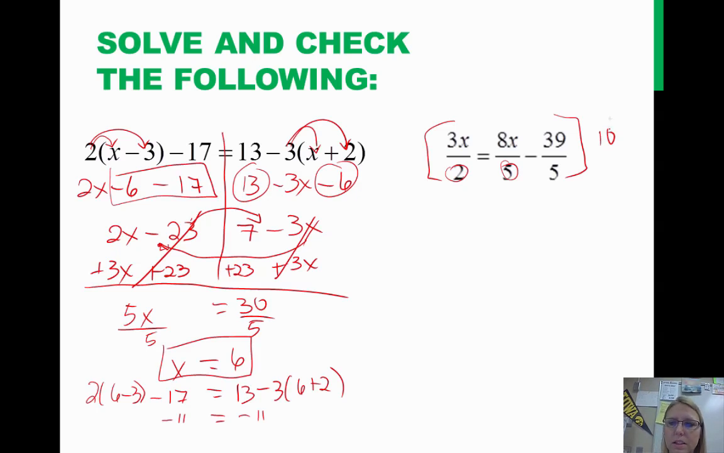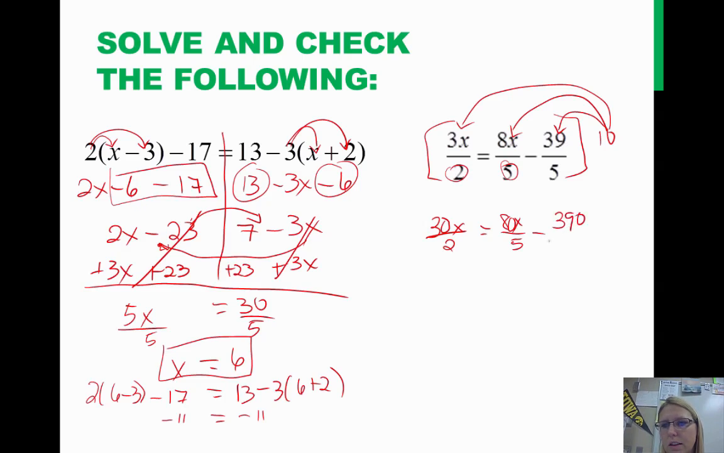So I'll take 10 times this, and this, and this. So 10 times 3 is a 30 over 2. 10 times 8 is 80 over 5. Oops, that should be a 0. And 10 times 39 is 390 over 5. Now what we can do is actually divide each of these coefficients by the denominator, and you won't have a fraction anymore.